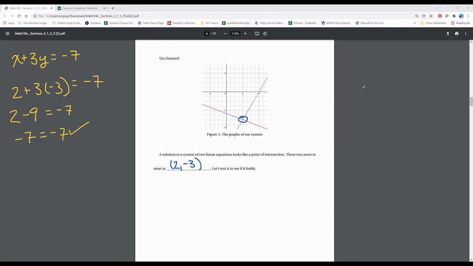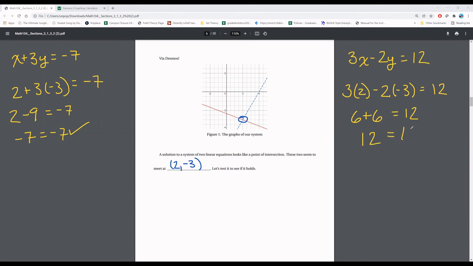Let's check in the second equation. 3x minus 2y, and we hope that that comes out to be 12. So 3 times 2 minus 2 times -3. This is a 6. Negative becomes a positive, and 2 times 3, also 6. And yes, 6 plus 6 is 12. So this checks. This is the solution to the system.